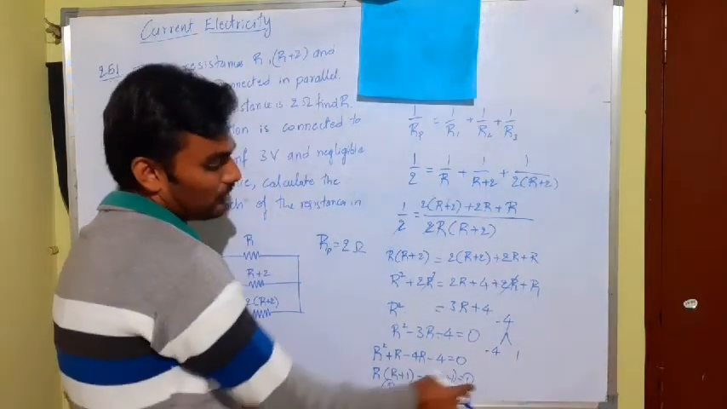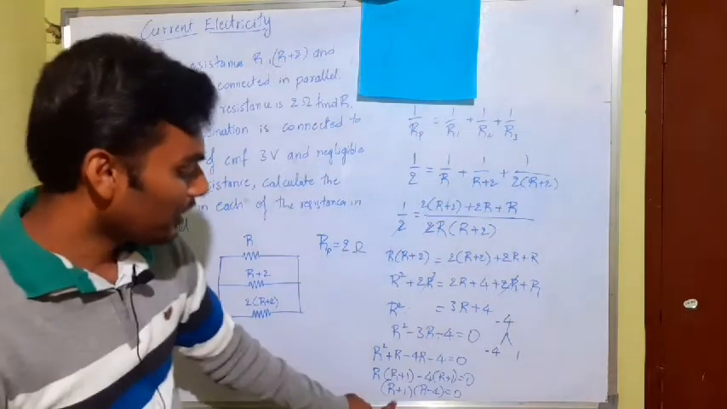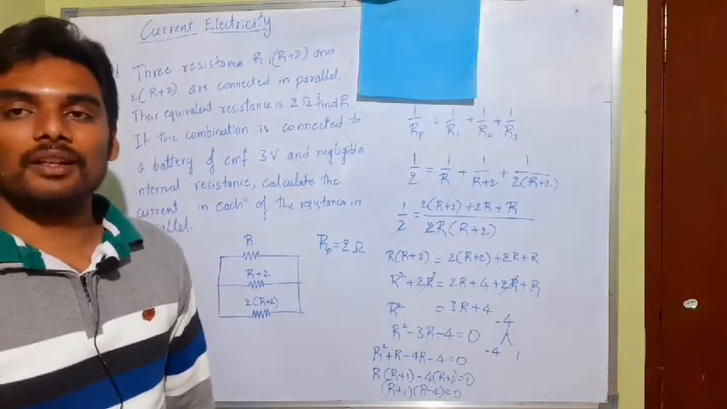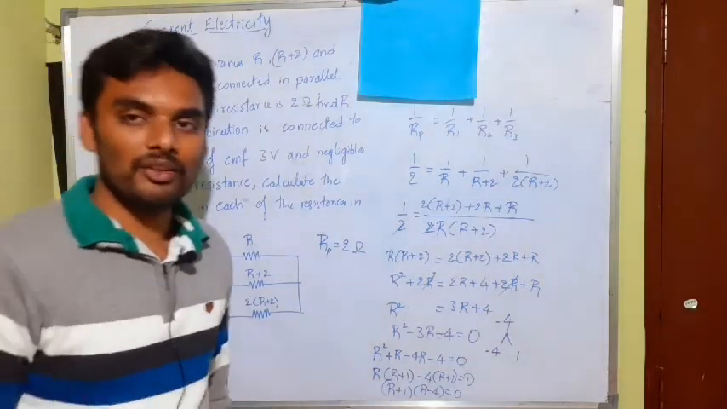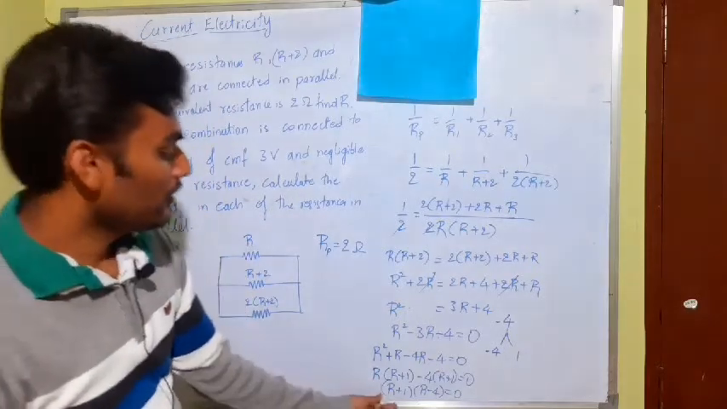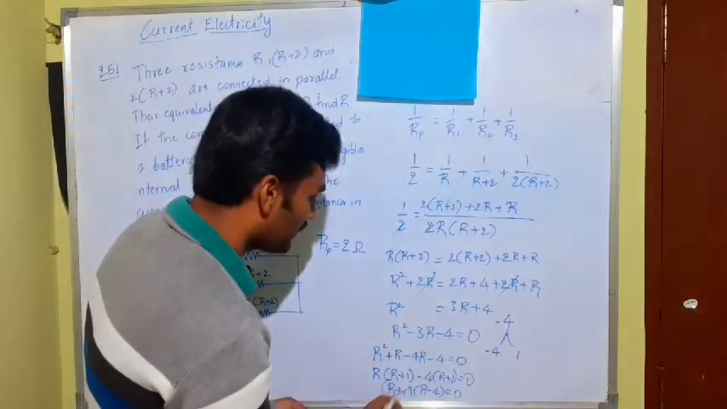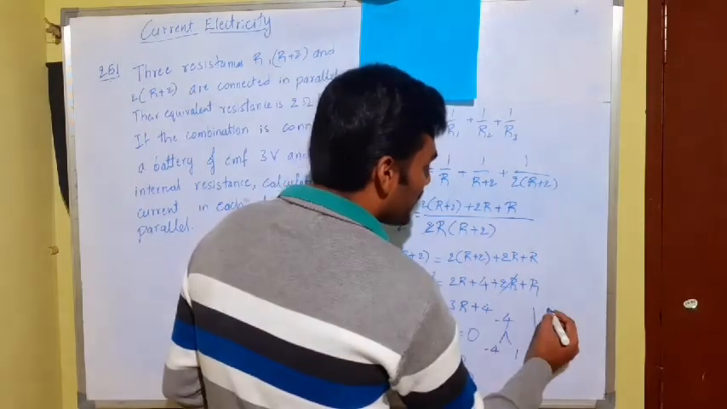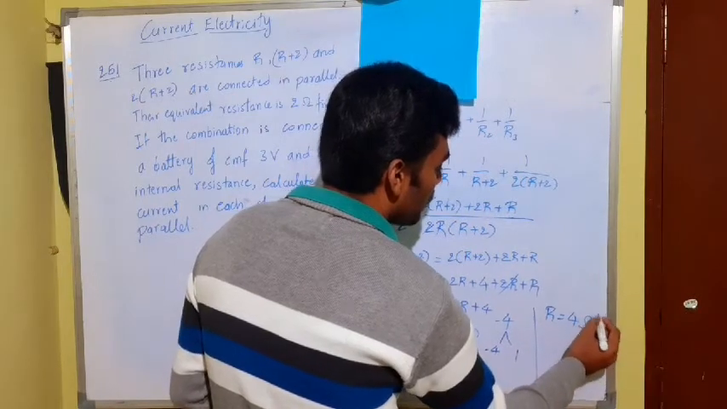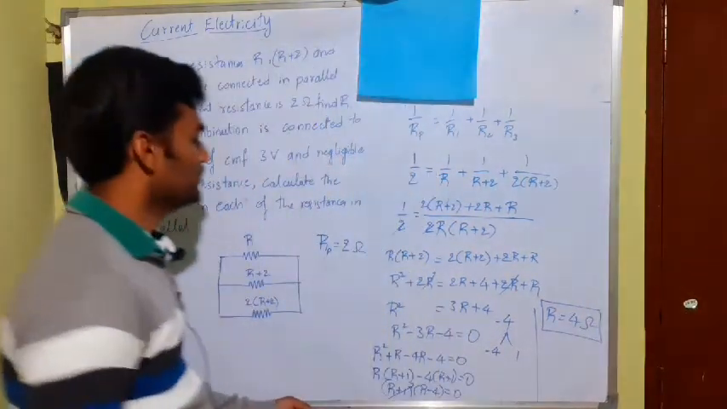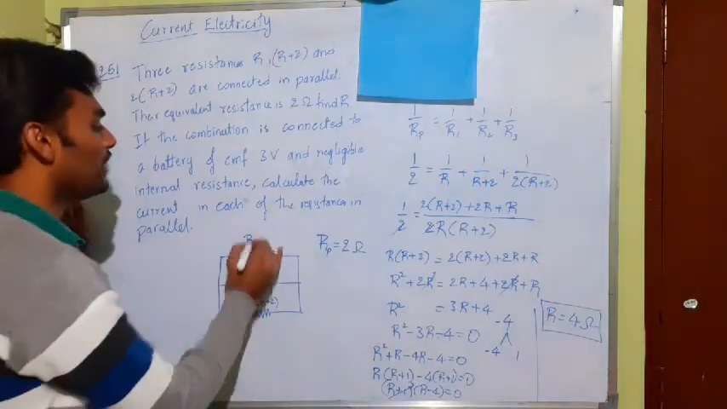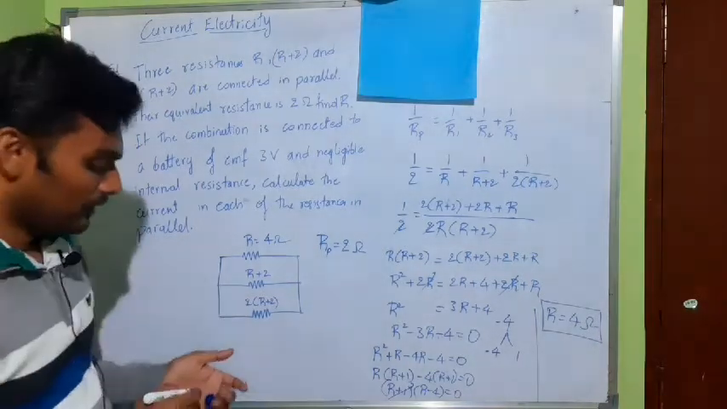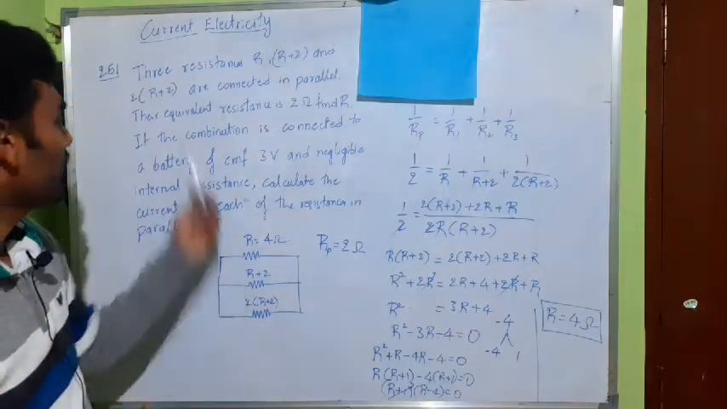Which means either R plus 1 should be 0 or R minus 4 should be 0. If R plus 1 becomes 0, R becomes minus 1, and resistance can never be negative. Theoretically it can be 0, but it can never be negative. So R cannot be negative, so I'll just neglect this and take this factor. R minus 4 is equal to 0, R becomes 4 ohm. That's it. So we have successfully obtained the value of R as 4 ohm. Clear? Okay, let's go for the next part of the question.